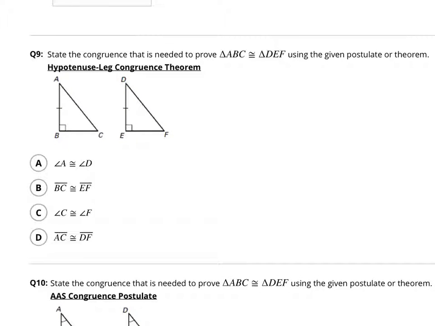Number 9, it says, state the congruence that is needed to prove that these two are equal according to hypotenuse leg. So what piece do we need? Remember, if it's hypotenuse leg, it means the hypotenuse, which is opposite to 90, those need to be equal and one leg, and it needs to be 90-degree right triangles, I should say. So which of these pieces of information do we need to use hypotenuse and leg?